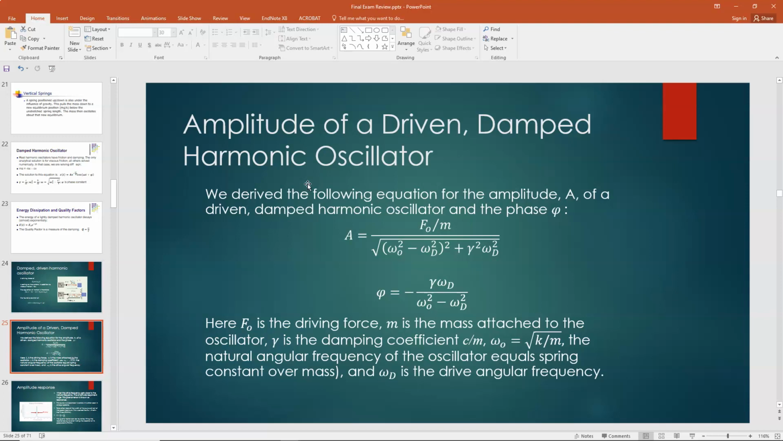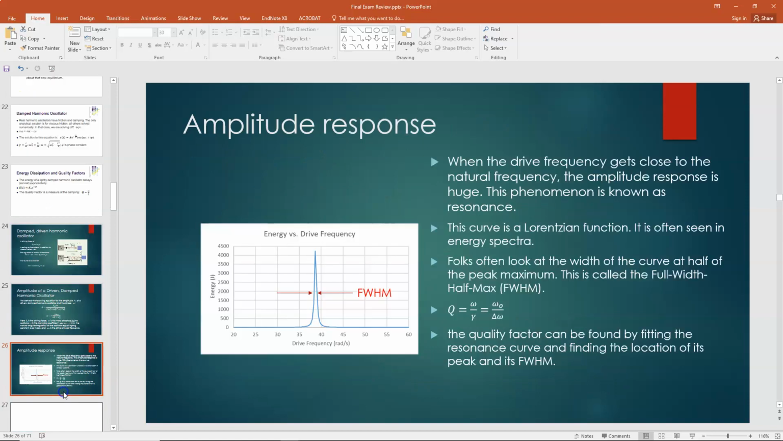Here, of course, F naught is the magnitude of the drive force, the max drive force. m is the mass attached to it. Gamma is the damping coefficient c over m. Omega naught is root k over m, and that's the natural frequency of the oscillator for a simple harmonic oscillator. And omega_d is the drive.